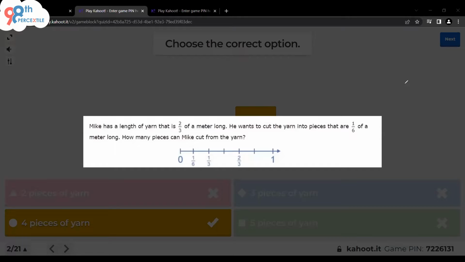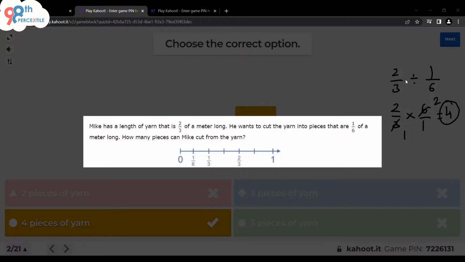Okay, so what it says over here is he wants to cut the yarn into pieces that are 1/6 of a meter long and he has 2/3 of a meter. So from 2/3 of a meter, he can cut how many pieces? So that would be 2/3 divided by 1/6. So that would be 2 over 3 times 6 over 1. 3 times 1, 3 times 2, we get the answer as 4. Does the question make sense to all of you? Okay, great. So let's move on to the next question.